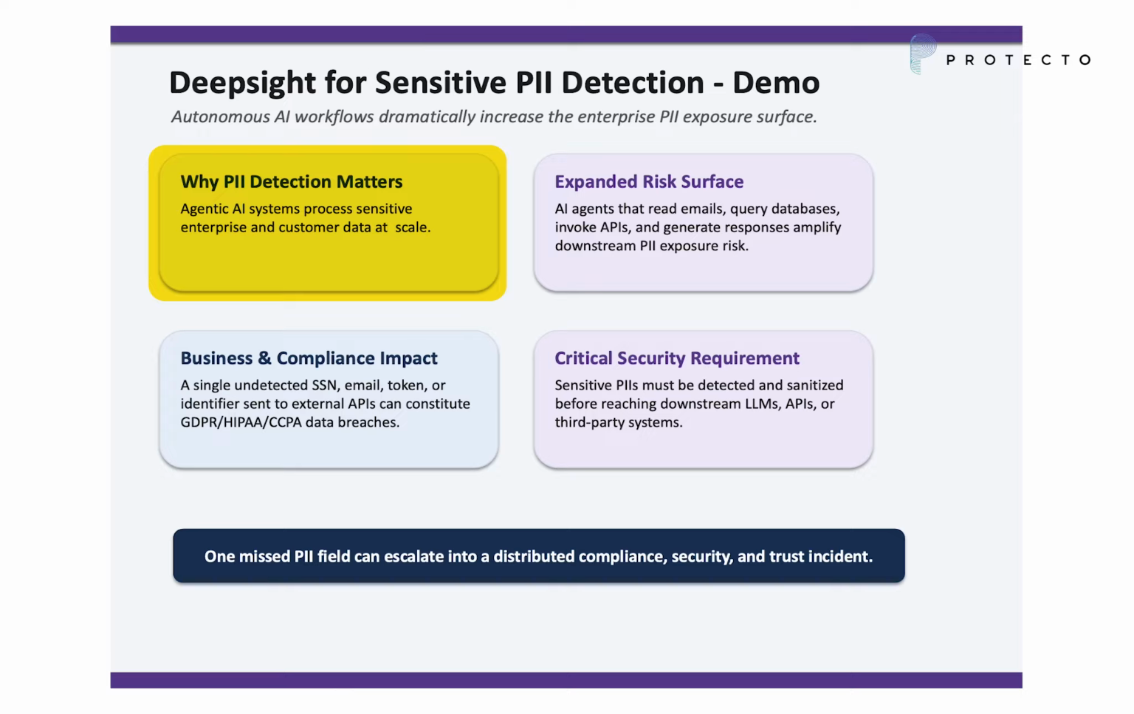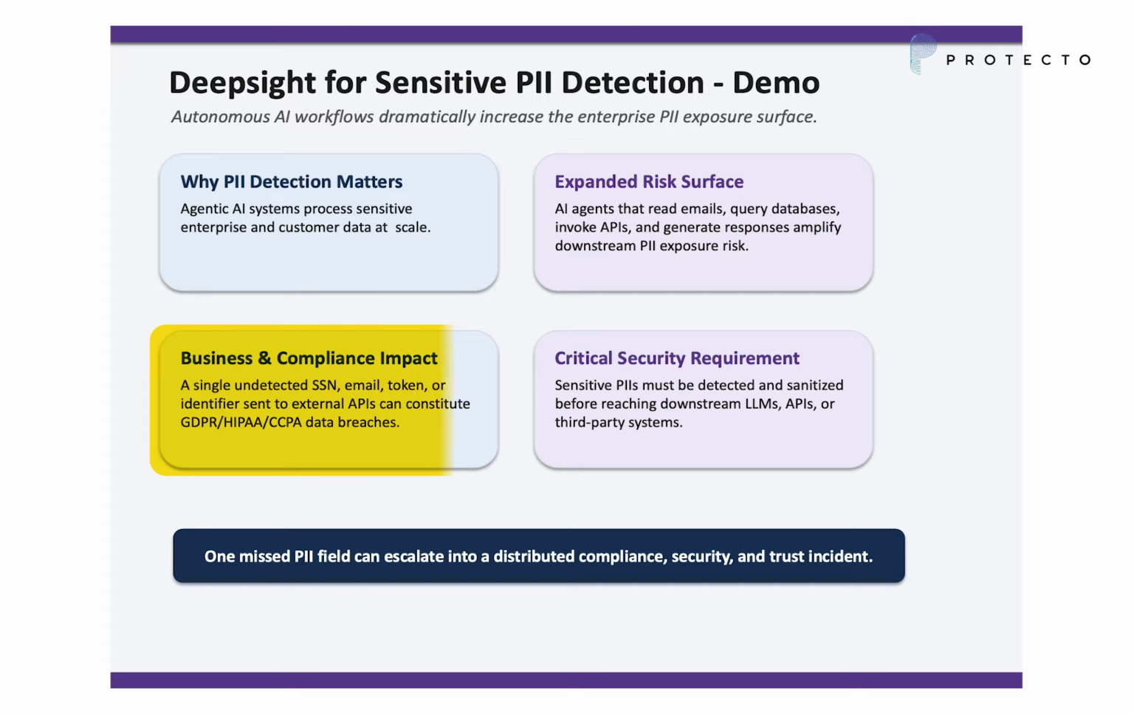In today's AI world, autonomous AI workflows dramatically increase the enterprise PI exposure surface. Agentic AI systems process sensitive enterprise and customer data at scale. What this means is that AI agents that can connect to external third-party APIs, third-party systems, databases, and third-party LLM providers fundamentally amplify the downstream PI exposure risk because they operate at scale without any human intervention.